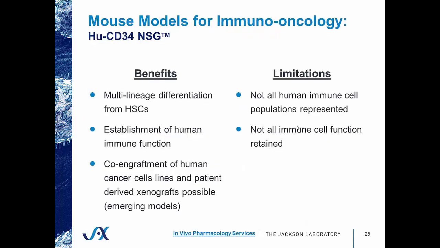That brings me to the so-called humanized mice, which are injected with human CD34 positive hematopoietic stem cells. The benefits to using these models are that they support the engraftment of multilineage differentiation of immune cell populations from hematopoietic stem cells. They allow for the establishment of human immune cell function within a mouse. And finally, you can co-engraft human cancer cell lines and patient-derived xenografts. These are emerging models that we will be talking about in the next few slides.